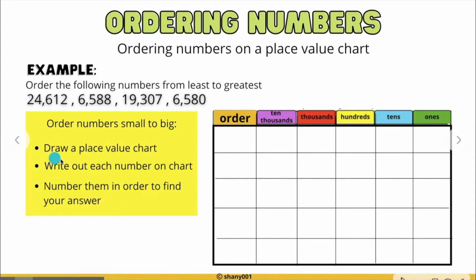The first one, draw a place value chart. When you draw a place value chart, you start with the ones, tens, hundreds, thousands, 10,000s. You can go to 100,000s and so on. Here I stopped at 10,000 because I noticed my numbers only go up to 10,000s. I also added the word order, and we'll explain what that means.